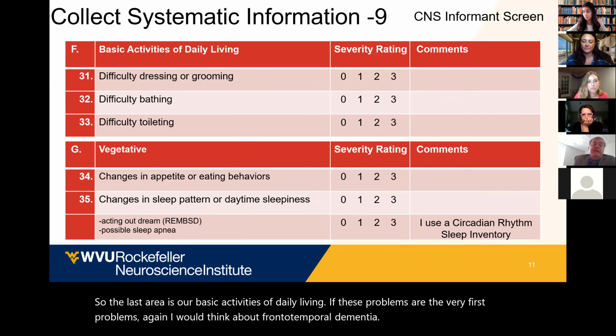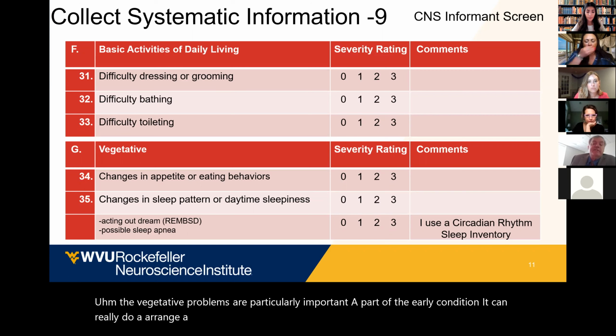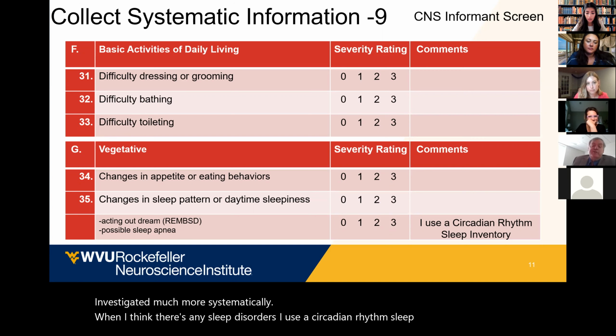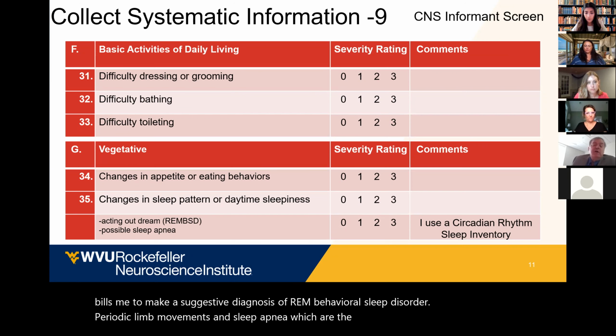If vegetative problems are particularly important, part of the early condition, it can lead to a range of diagnoses, and this area should be investigated much more systematically. When I think there's any sleep disorder, I use a circadian rhythm sleep inventory, which enables me to make a suggestive diagnosis of REM behavioral sleep disorder, periodic limb movements, and sleep apnea, which are the three most common issues related to neurocognitive disorders.